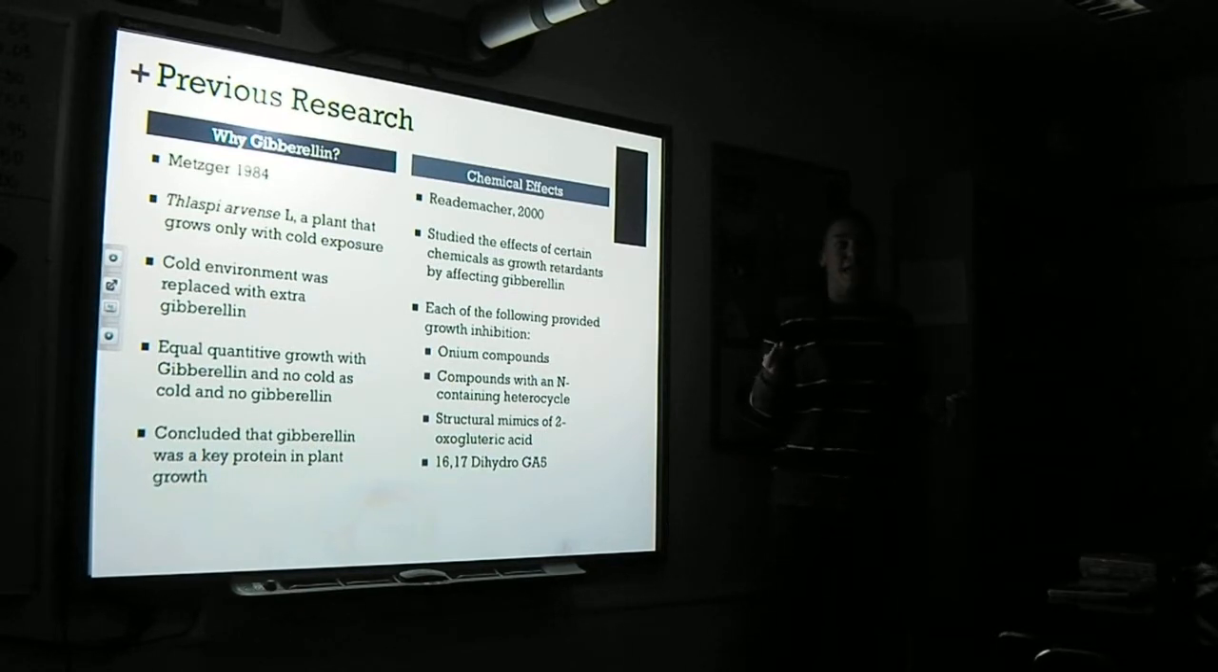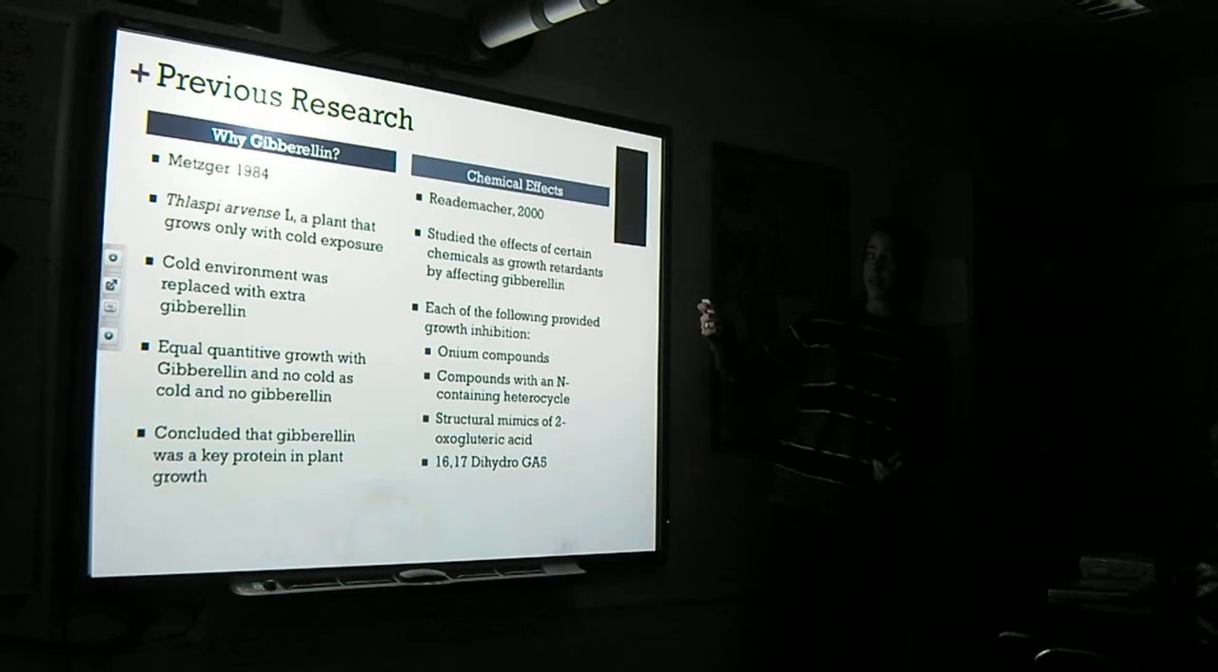So what other research has been done on gibberellin and protein? A study was done by Metzger in 1984, so a long time ago, when they were discovering why gibberellin is important. There's a plant, Philosophy arbens L, and it grows in cold environments. He replaced the cold environment with gibberellin to see if it would still grow, and he concluded, because there was equal growth, that gibberellin is a key protein that stimulates plant growth.